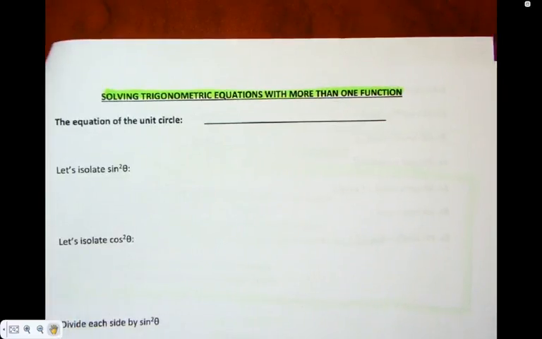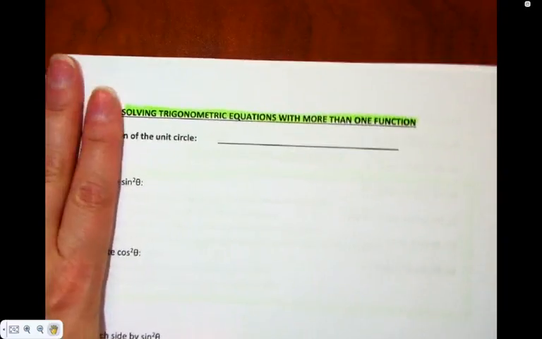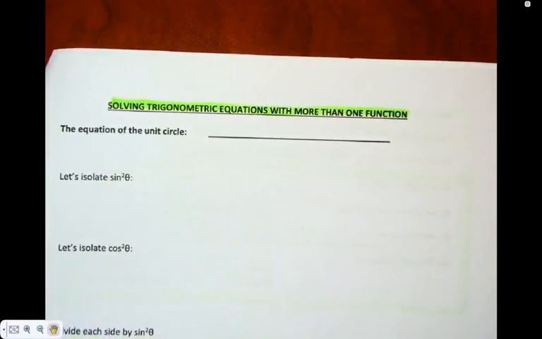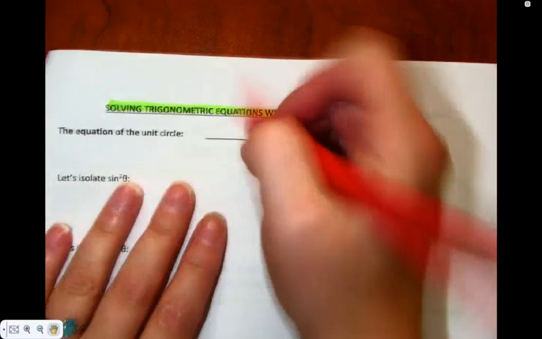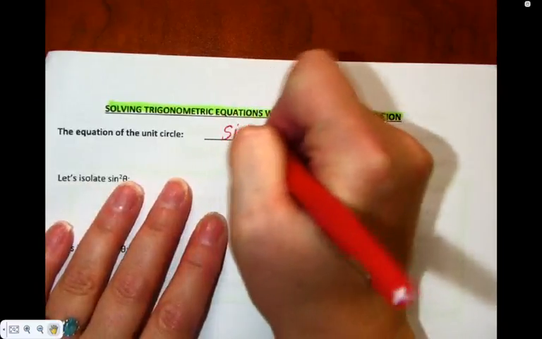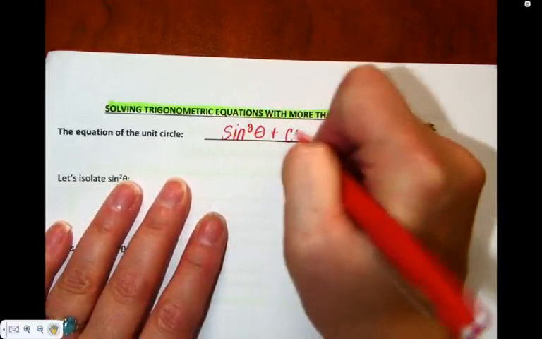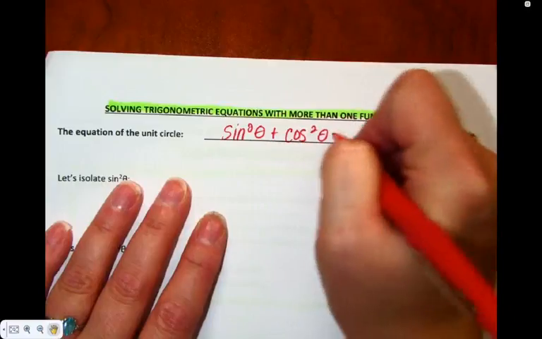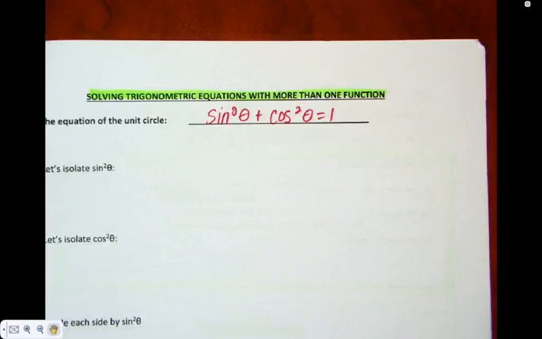So here's the equation of the unit circle. If you ever wanted to graph the unit circle, I don't know why you'd want to do that, but if you did, this is the equation that graphs it. Sine squared theta plus cos squared theta equals 1. Except your calculators can't graph circles. They're not smart enough.